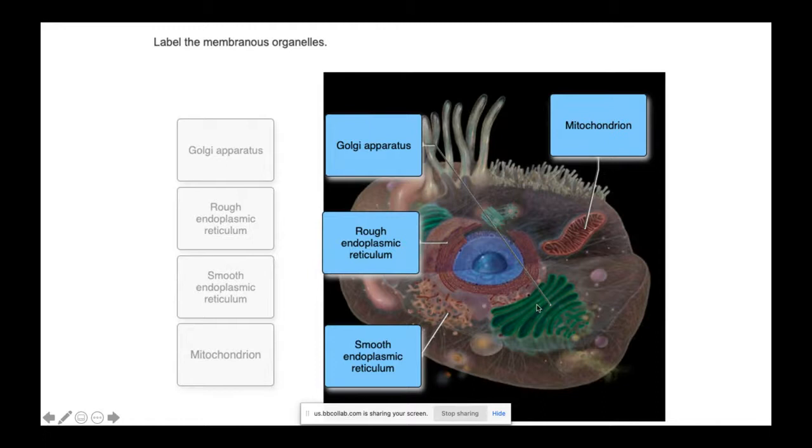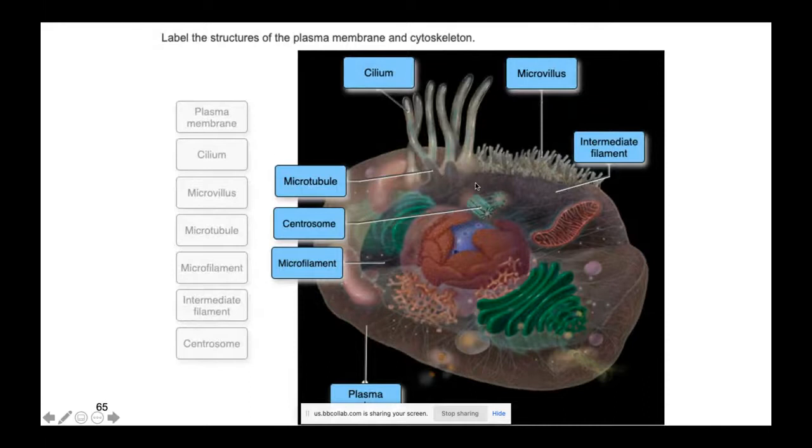This is the mitochondria. This is the Golgi apparatus. Here's the rough endoplasmic reticulum, and then there's the smooth ER. Remember, the smooth ER is for carbohydrate metabolism and synthesis, as well as lipid metabolism. Here are the microvilli. Here's the cilia. Now we start to see some of the cytoskeletal structures.